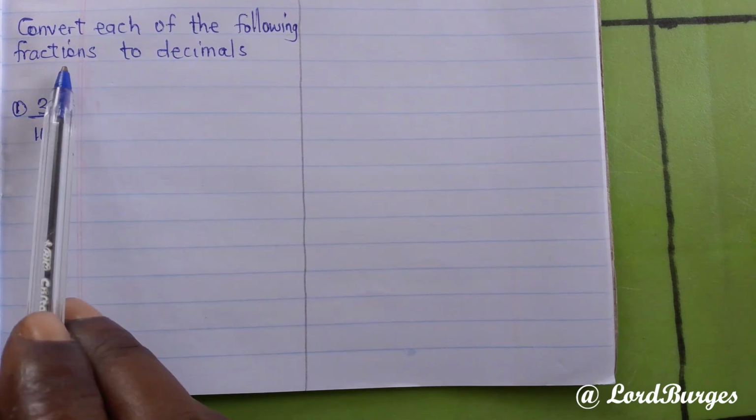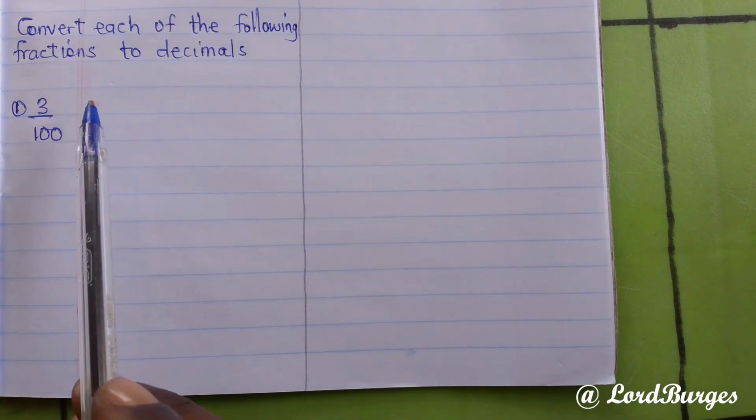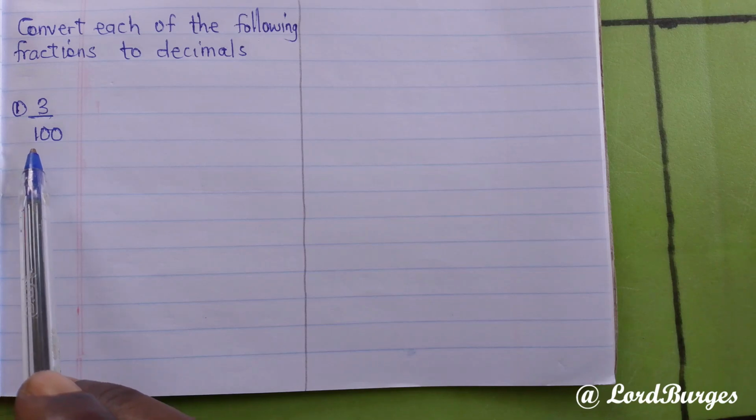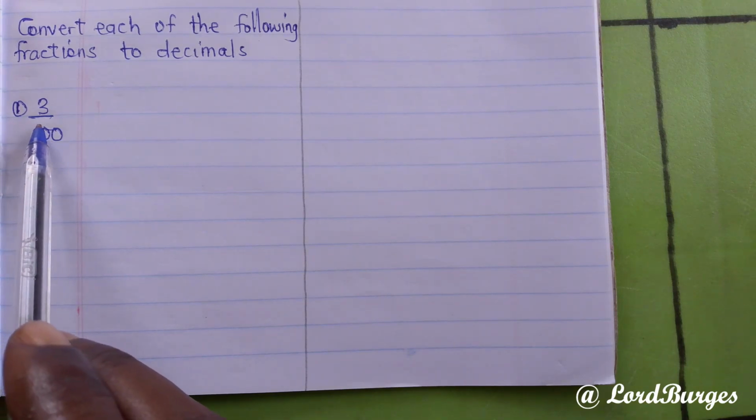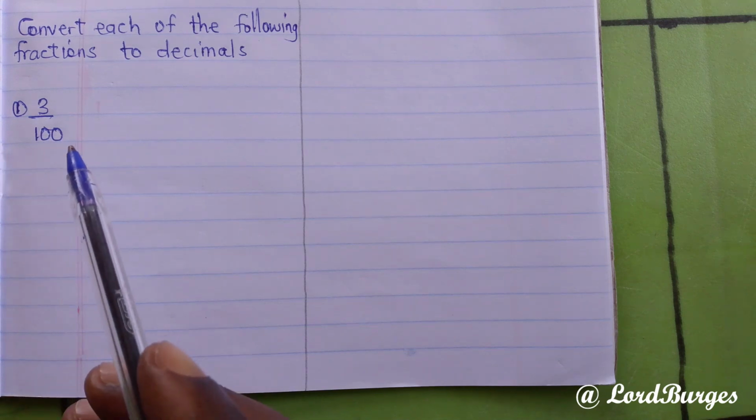Convert each of the following fractions to decimals. So we have 3 over 100. How do we write this figure in a decimal form?